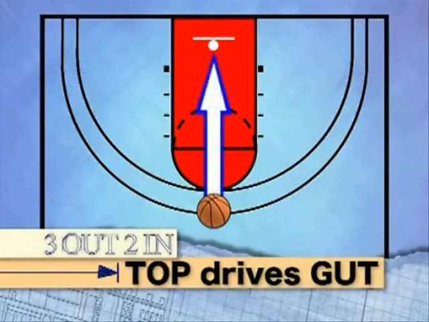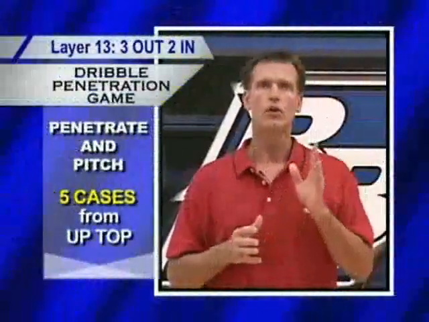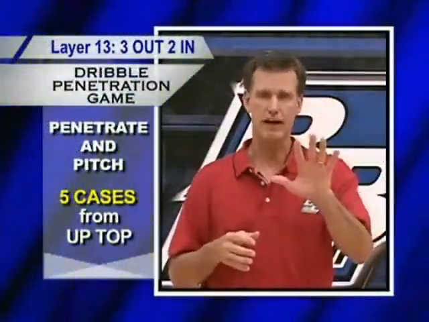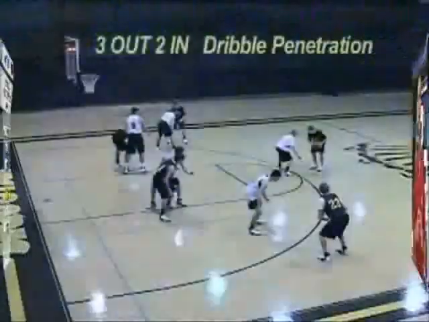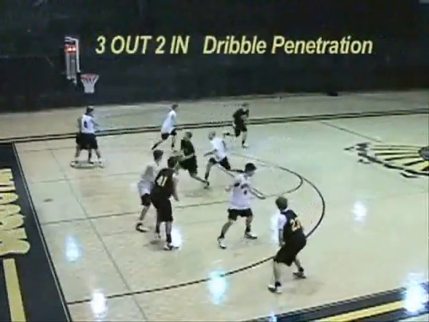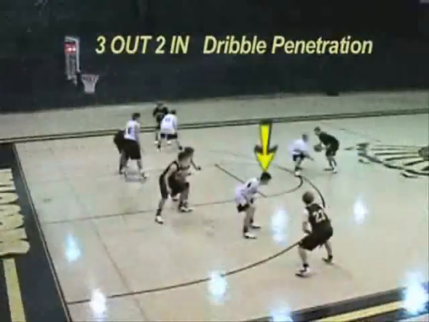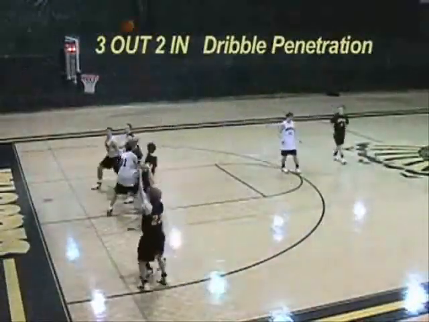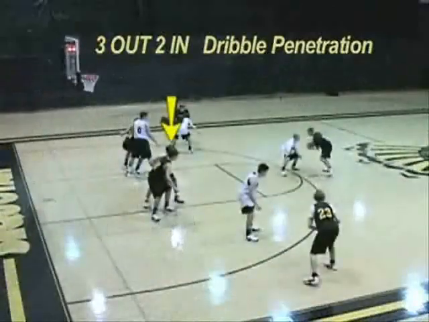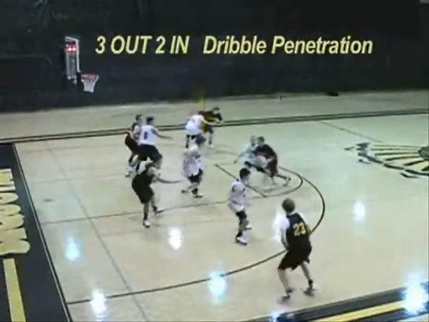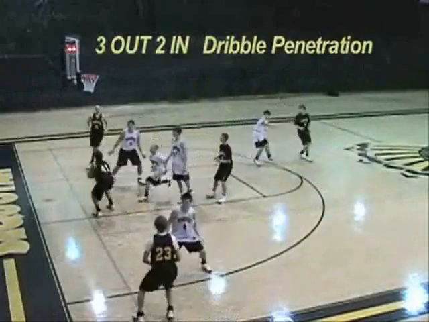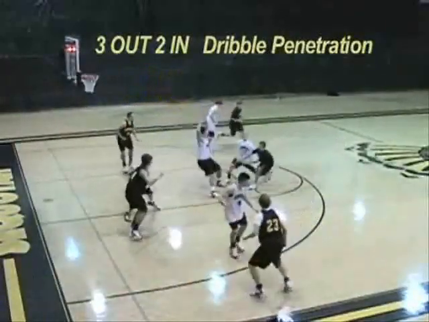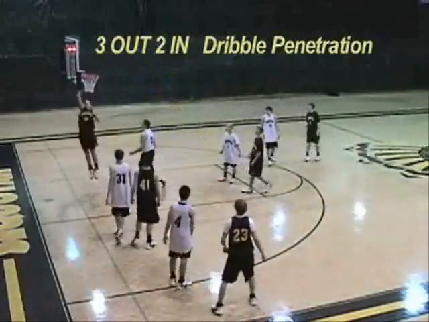3-out, 2-in, top drives gut. When north-south penetration from up top is successful, there are 5 possibilities. If no defender helps, then take it all the way to the hole. If the wing defender helps across, then make the natural pitch. If the post defender stays to help, then bounce pass to your post. If the other post defender helps, then bounce pass to that post.